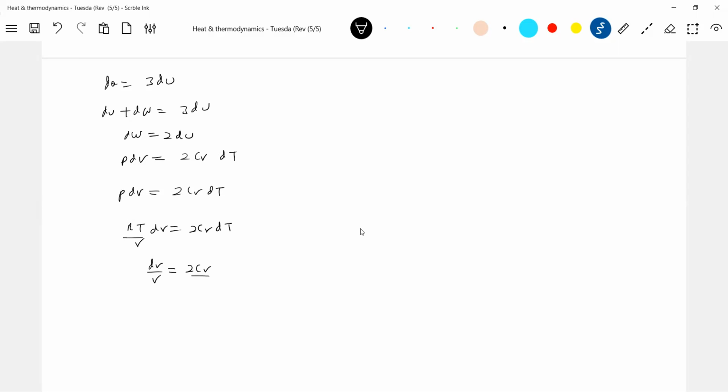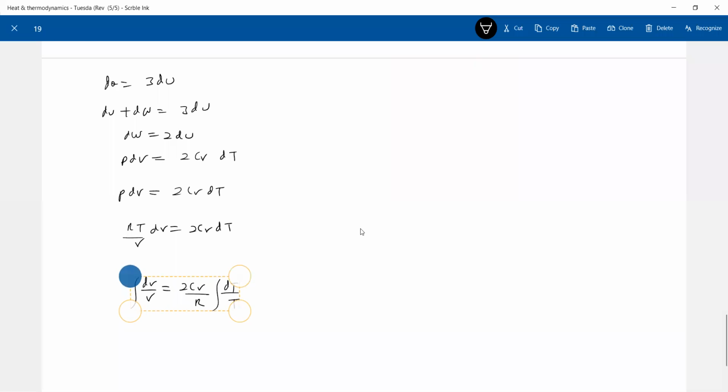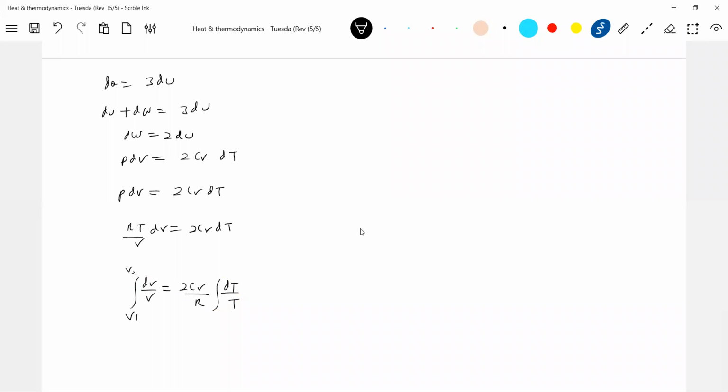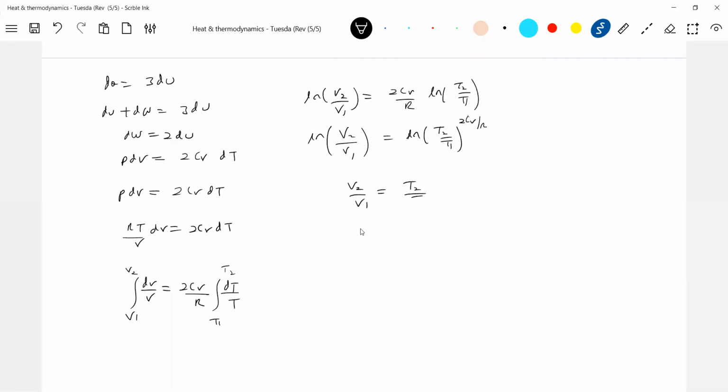dV by V equals 2 Cv by R times dT by T. The limits will be volume V1 to V2 and temperature T1 to T2. So log of V2 by V1 is equal to 2 Cv by R times log of T2 by T1. Eliminating the log on both sides, we end up with the equation like this.